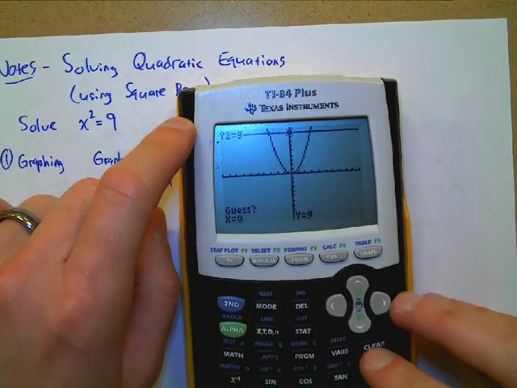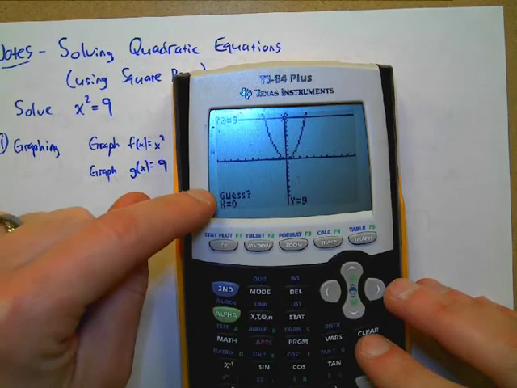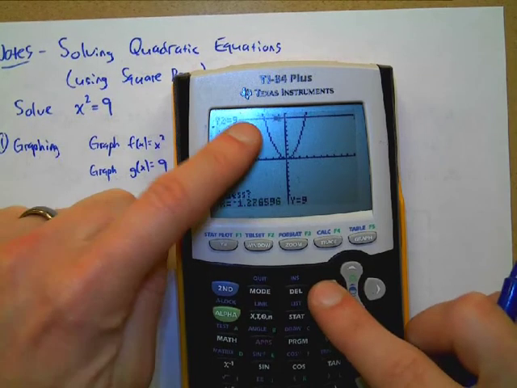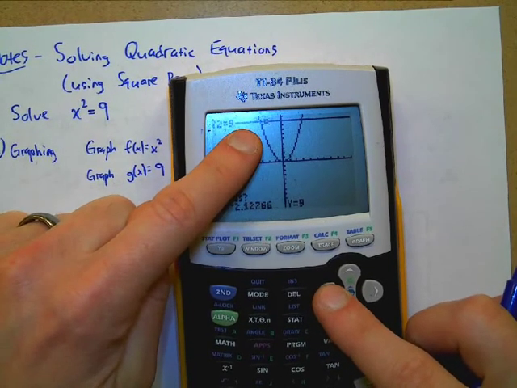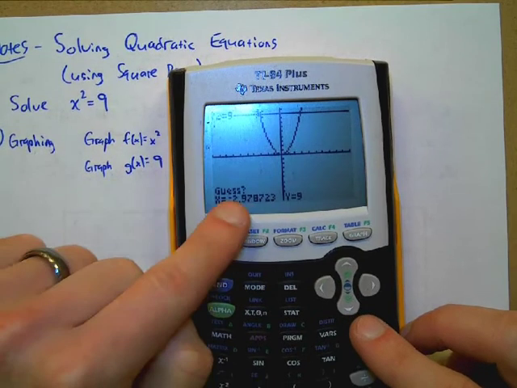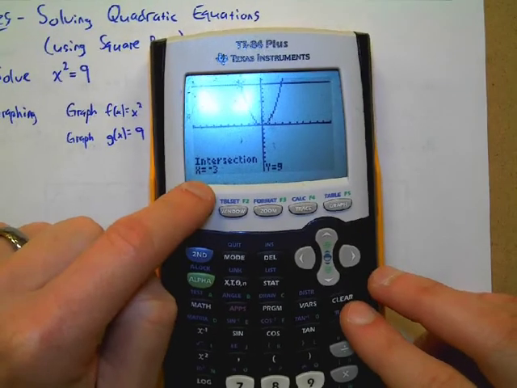And then it didn't really move, but the question changed. It's now asking me to guess. For the guess, you want to use your arrow keys and move close to one of the points of intersection. You can pick whichever one you want. I'm going to pick this one and move it very close to that point of intersection. It's not exact, you can see, but we'll hit enter, and voila, -3, 9.